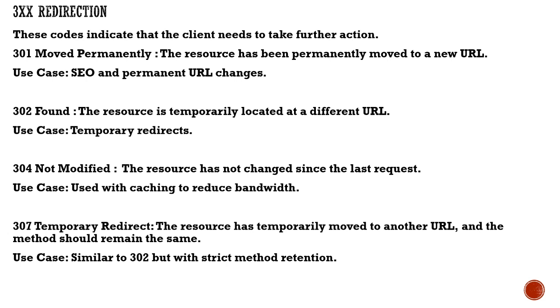Now the temporary redirect, that is 307. The resource is temporarily moved to another URL, and the method should remain the same. It is similar to 302, but with strict method retention. Hope you are good with the redirection.